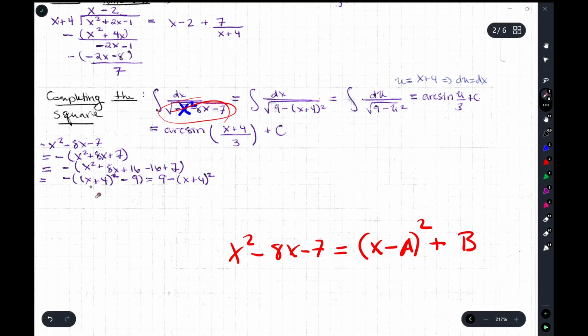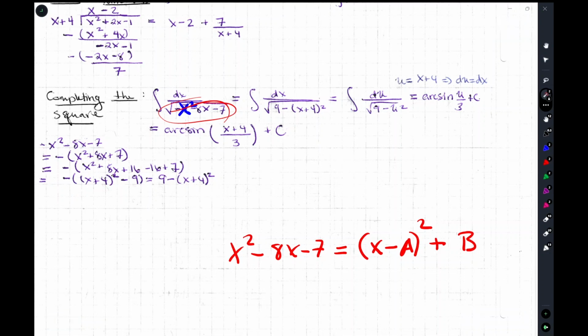And so you can add and subtract 16. That's just 0, right? Plus 16 minus 16 is 0. So from 0, we create plus 16 and minus 16. Why do we want 16? Well, because 4 plus 4 is 8, but 4 squared is 16. And this idea is called completing the square. Now that term there is x plus 4 squared.